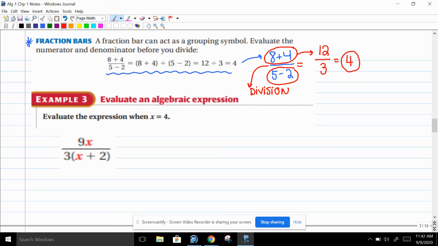So when you have a fraction bar, make sure you simplify the numerator, the top, first, simplify the denominator, the bottom, second, and then divide. Obviously, all while using your order of operations.